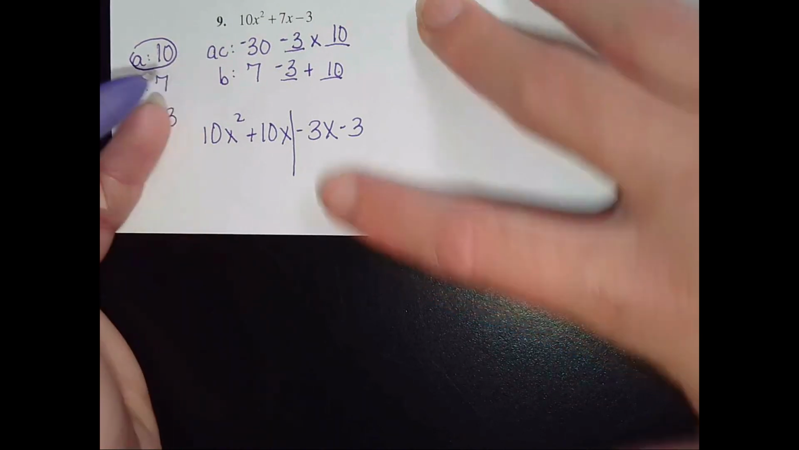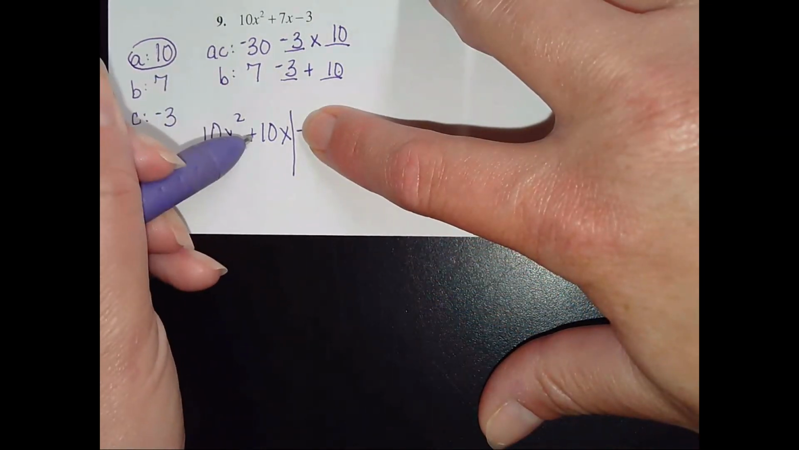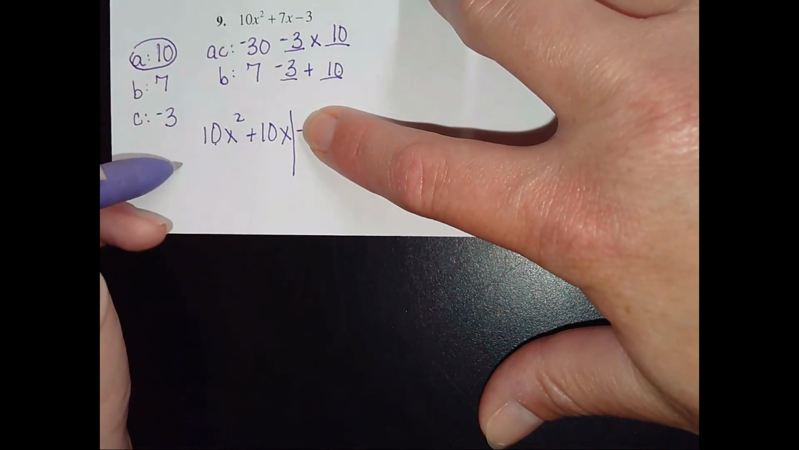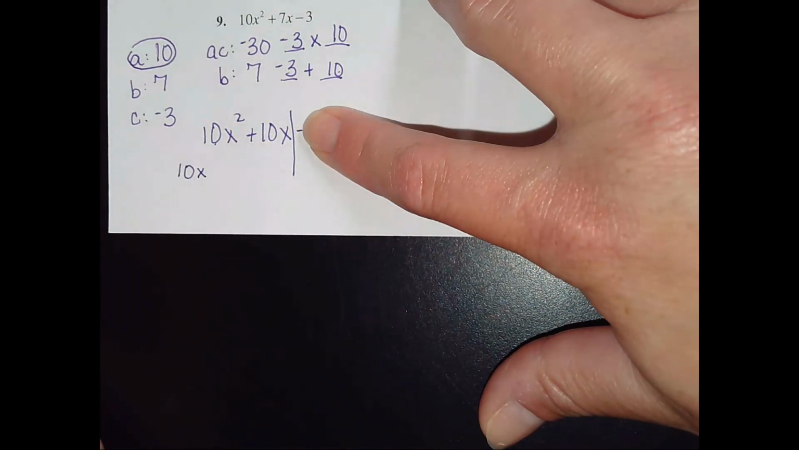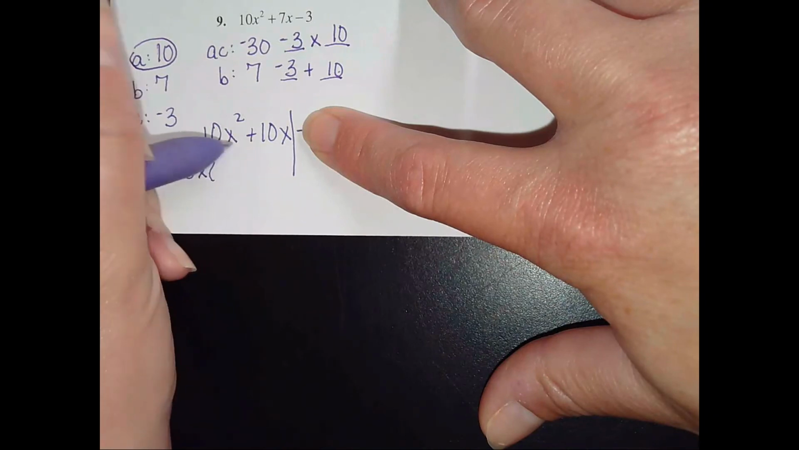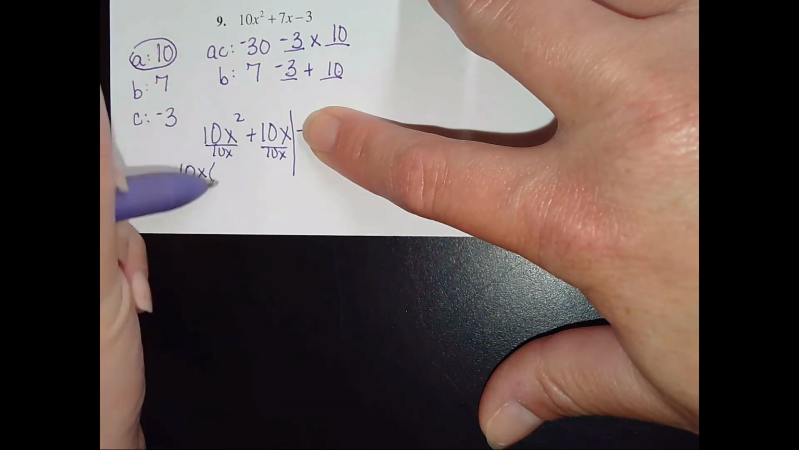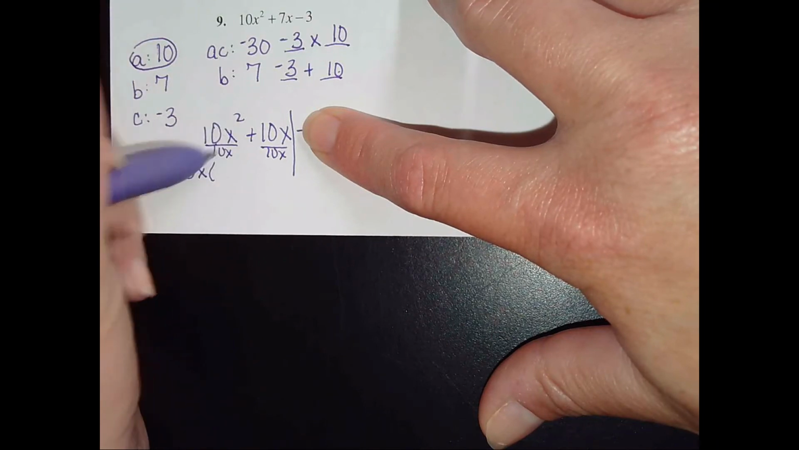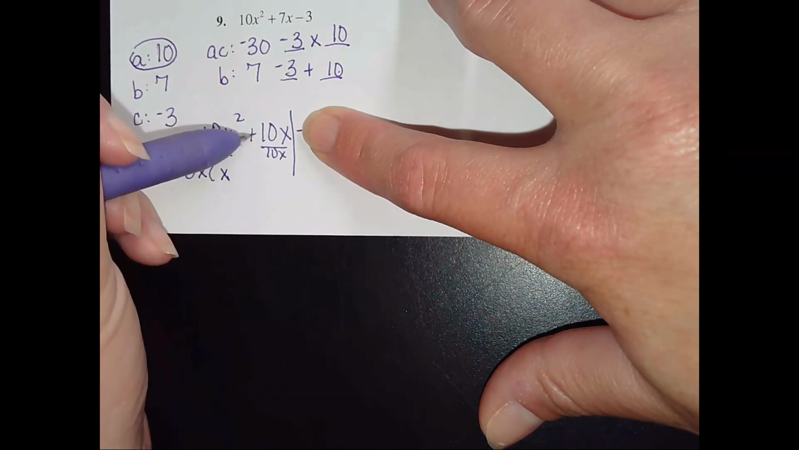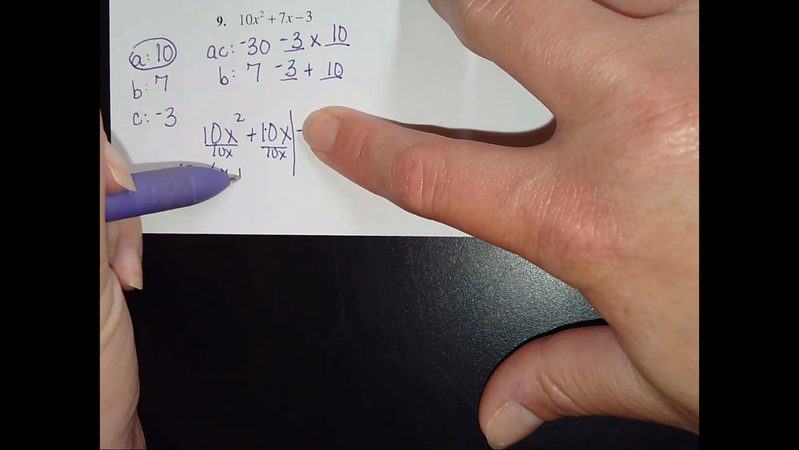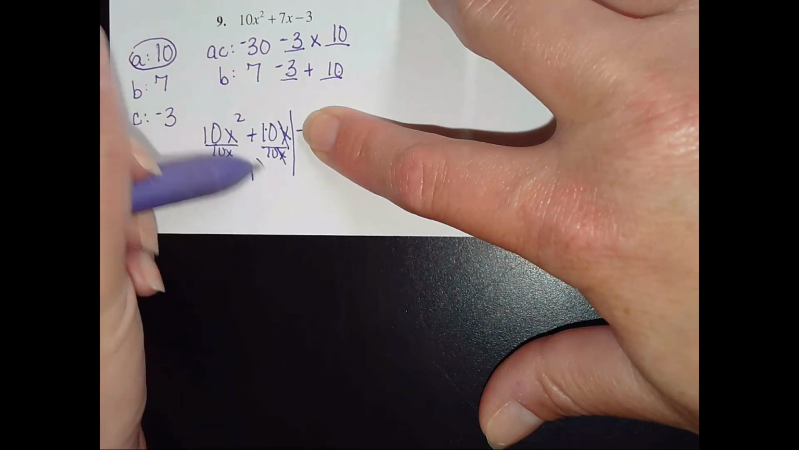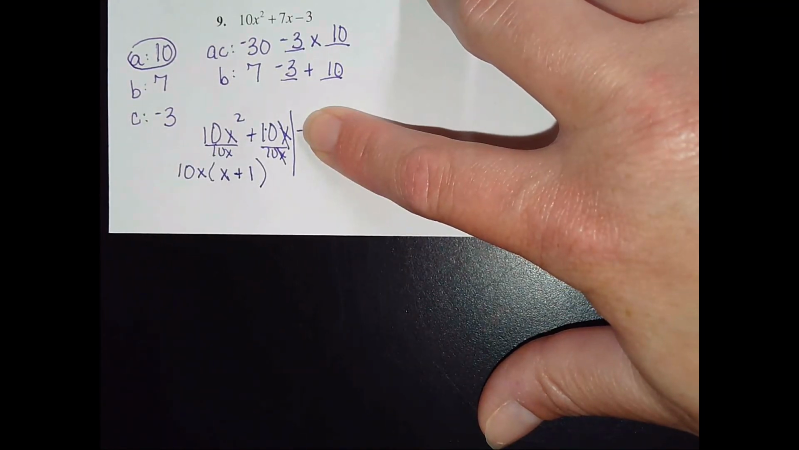So if I take a look at 10x squared plus 10x, they both have a 10 in common, and they have an x, because this has x squared, that's an x. So I divide both of them by 10x. 10 divided by 10 is 1. X squared over x is x. Positive 10 divided by 10 is a positive 1. X over x cancels out. So that's what I'm left with.